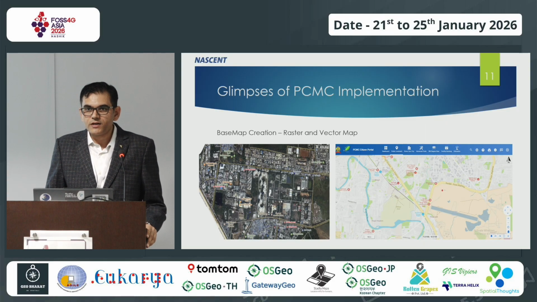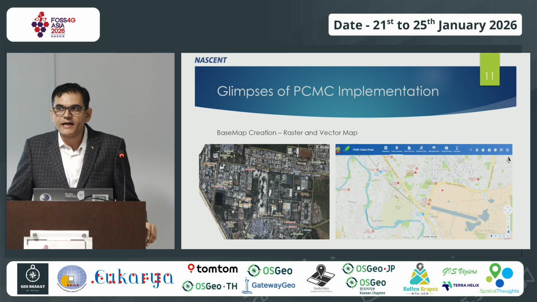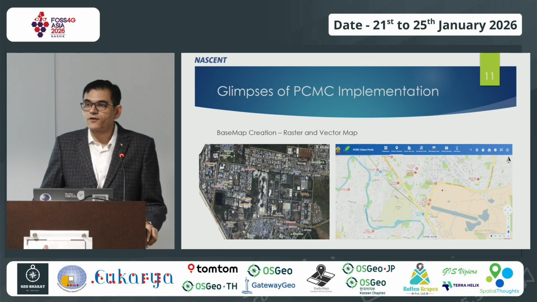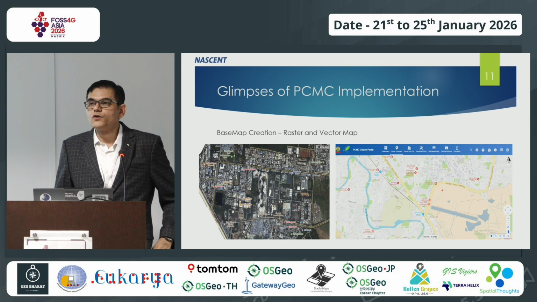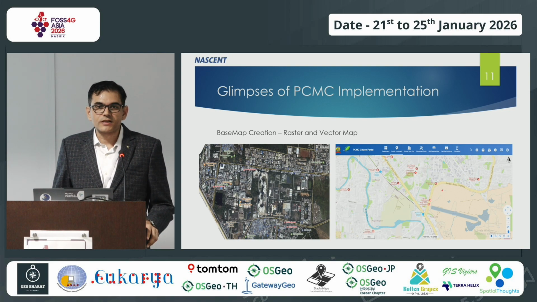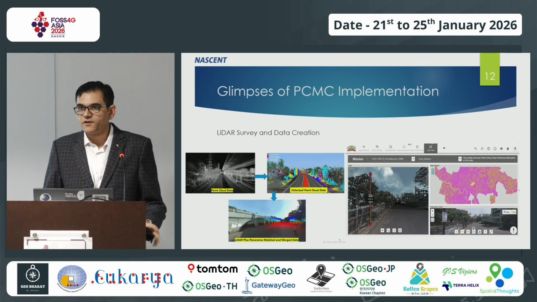We have developed it from satellite data, and this is the vector view. We extracted 380-plus layers from the satellite data. A few of the layers were provided by the Pimpri-Chinchwad Municipal Corporation, and some of the layers we extracted from the satellite data. We did the survey and created a digital intelligent base map for them.